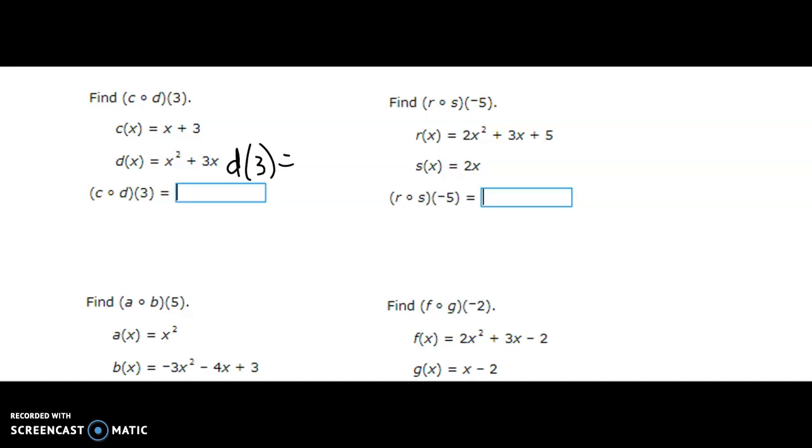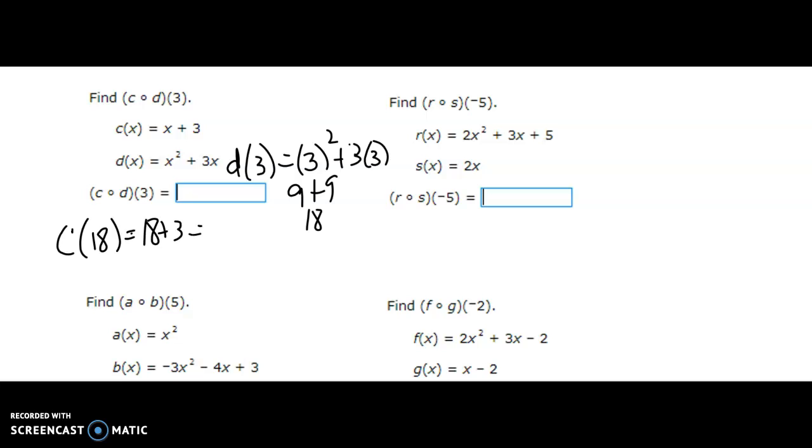D of 3 equals 3 squared plus 3 times 3, which is 9 plus 9, which is 18. So C of 18 equals 18 plus 3, which is 21. 21 is your answer.